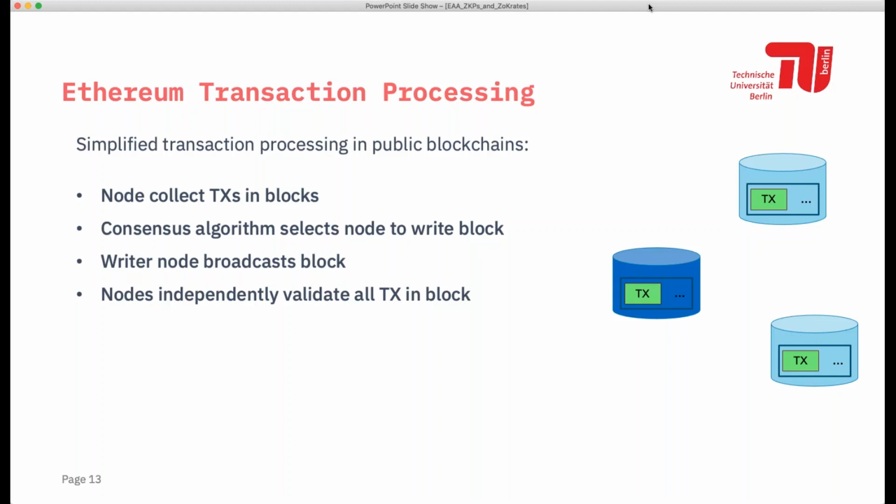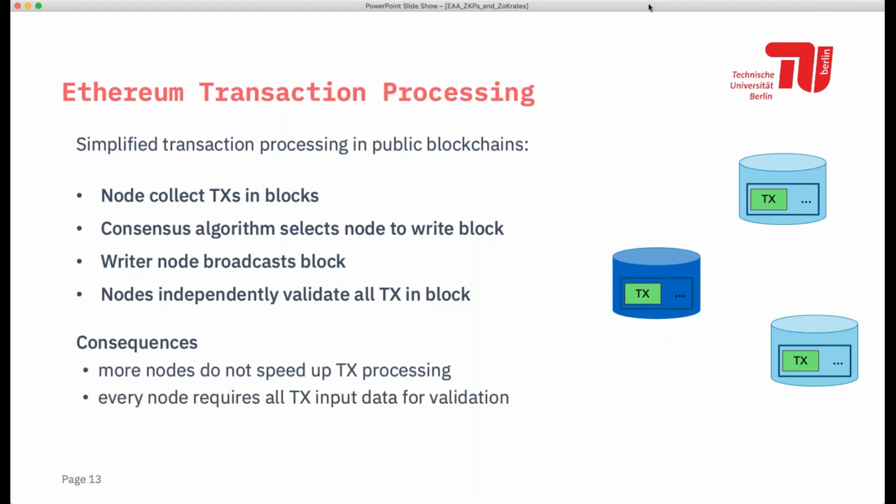But at the same time, that means we process transactions redundantly. So the consequences of this mode of operation that we desperately need for the desirable properties of Ethereum to emerge, such as censorship resistance, and that we do not need to trust any central entity with the correctness of the processing, it has consequences, right? And that means since every block is validated by every node, adding more nodes to the network does not speed up transaction processing. This is very different from regular distributed systems design, where we usually add nodes just to scale the system. And a second consequence is that every node requires all transaction input data for validation.